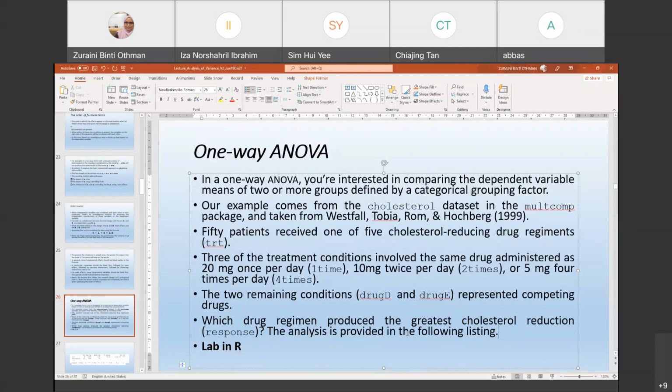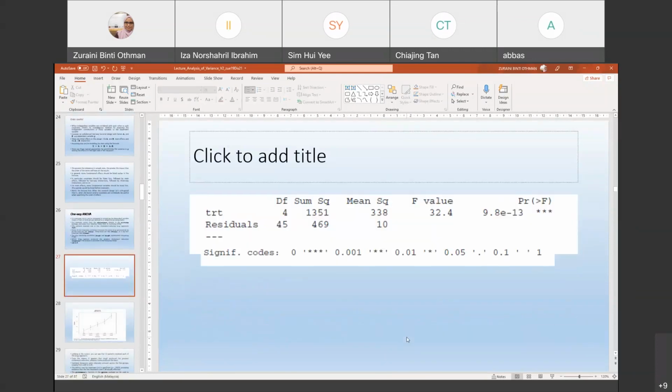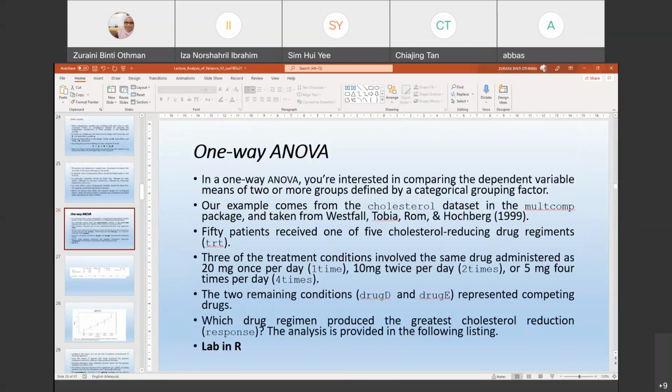The analysis is provided in the following list. Okay, this is the list. Before we go for that, look at today's R. Let us run it. What can we conclude from that? Let us look at the file for today's lab.